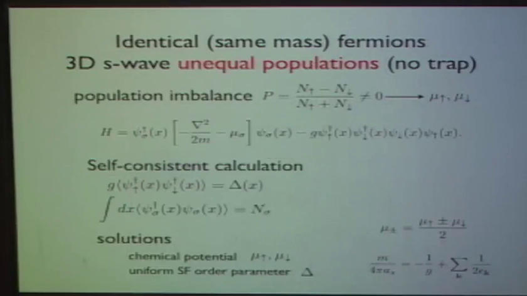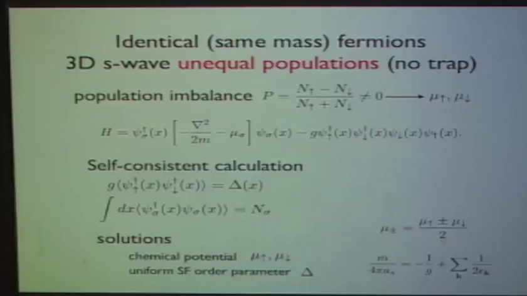In the unequal population case, because the number of particles for spin up and spin down are different, I'm going to define the population imbalance P as the number difference over the total number of particles, and the corresponding chemical potentials mu up and mu down will be different. So in the kinetic energy term, I include a chemical potential for the spin up and spin down hyperfine states. The interaction in this model is just the contact interaction between the 2 different hyperfine states, spin up and spin down. Then I solve the gap equation and number equation self-consistently to find the solutions, chemical potential and order parameter. And for convenience, I define mu plus and minus in this way.